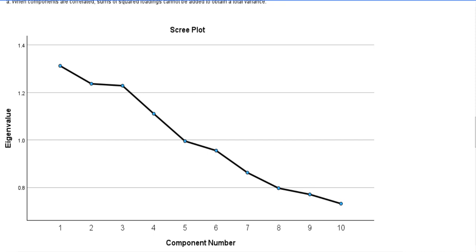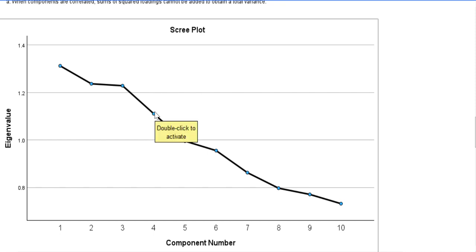This scree plot helps to describe the total variance. So we see the eigenvalue and the component numbers. We can see that the first 4 are the ones that have any significance for this test.